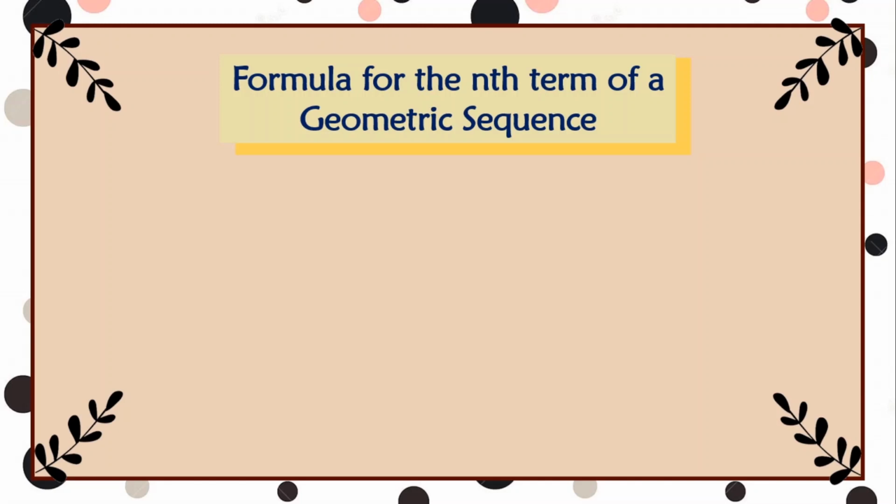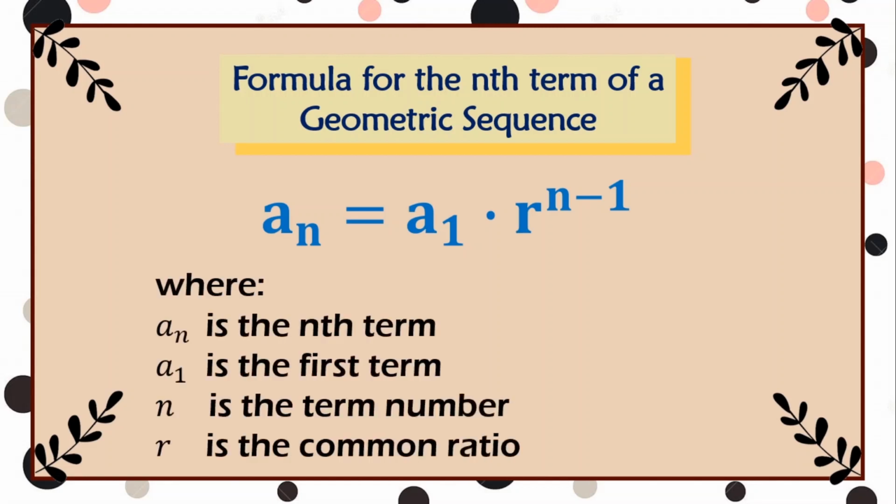Our topic for today is the formula for the nth term of a geometric sequence, and that is a sub n is equal to a sub 1 times r raised to n minus 1, where a sub n is the nth term of the geometric sequence, a sub 1 is the first term, n is the term number or number of terms, and r is the common ratio.